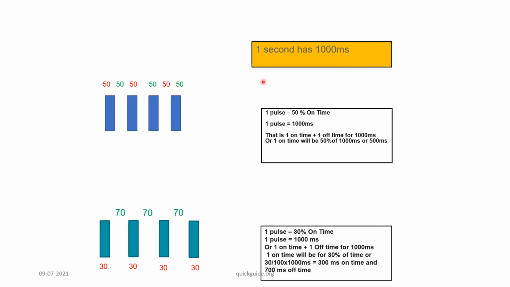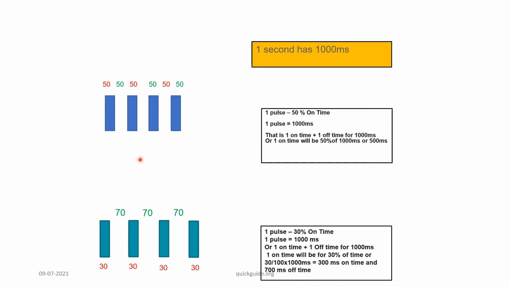So let's take this example. You select one pulse per second. That is an awfully low pulse rate, but just for the sake of understanding, let's take it as one pulse per second. Now in 1 second, how many milliseconds are there? There are 1000 milliseconds in 1 second. So one pulse will be delivered for 1000 milliseconds.